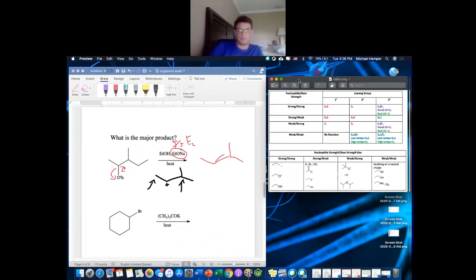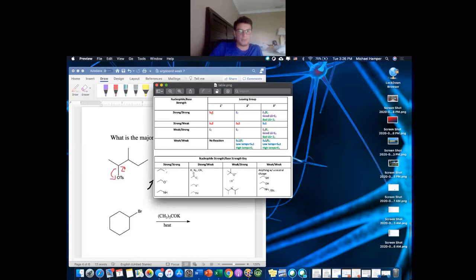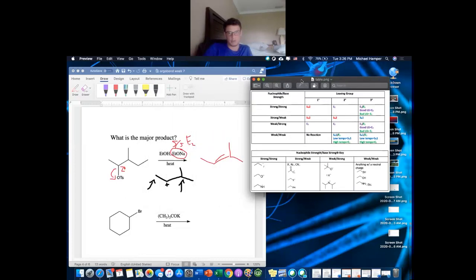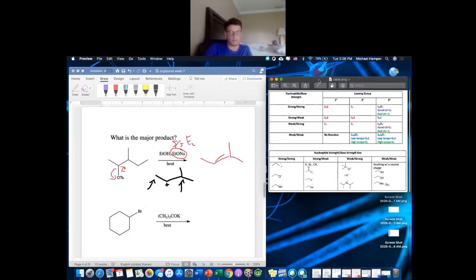So as you can tell from the table, the elimination reactions are more so going to occur in secondary and tertiary. You're not really going to have to worry about it with primary. That's why you see a lot of these examples with secondary leaving groups.